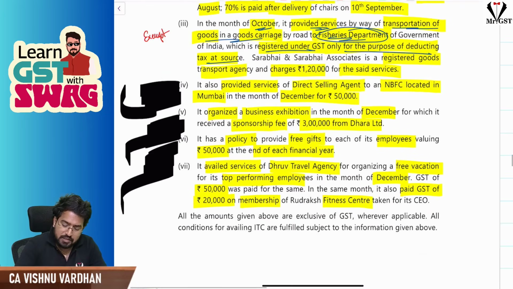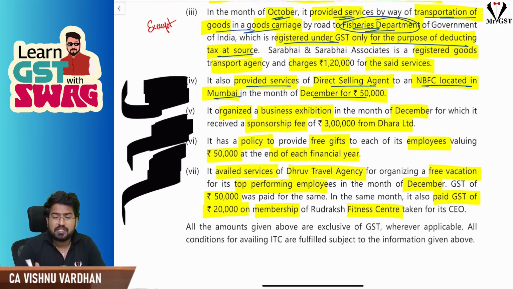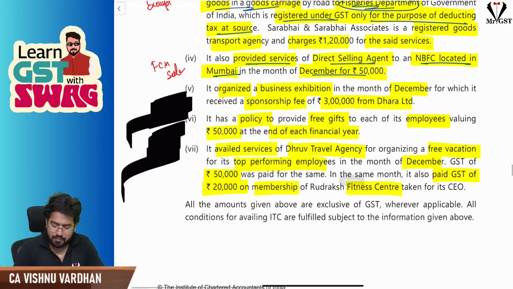Okay. Next, they have provided services of direct selling agent to NBFC Limited in Mumbai, 50,000. Sarabhai Associates is not an individual direct selling agent, so RCM will not come into the picture. This is an FCM sale.